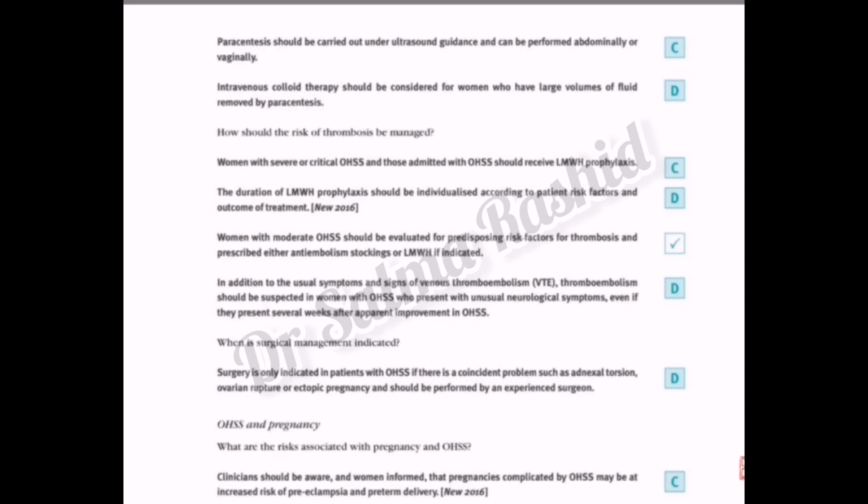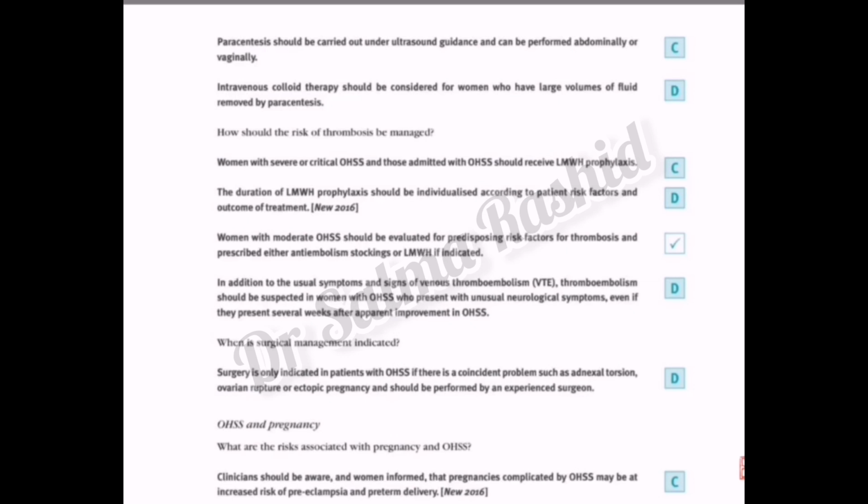How should the risk of thrombosis be managed? Women with severe or critical ovarian hyperstimulation syndrome and those admitted with ovarian hyperstimulation syndrome should receive low molecular weight heparin prophylaxis. The duration of low molecular weight heparin prophylaxis should be individualized according to patient risk factors and outcome of treatment. Women with moderate ovarian hyperstimulation syndrome should be evaluated for predisposing risk factors for thrombosis and prescribed either antiembolism stockings or low molecular weight heparin if indicated.